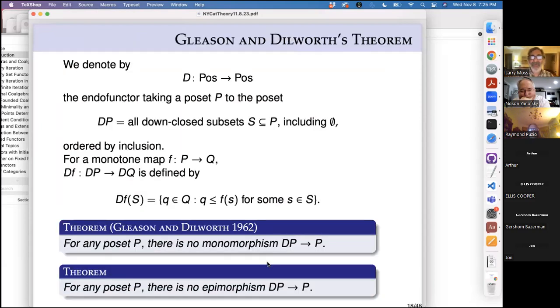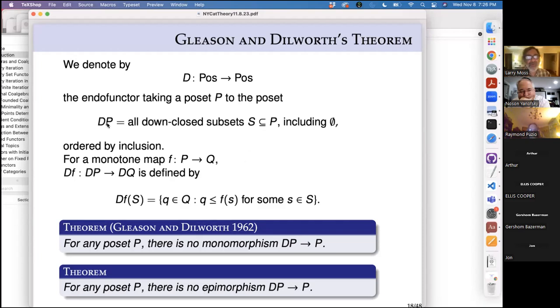So for example, here's Gleason and Dilworth's theorem. If you look at the category of posets, one natural power set-like thing is to take a poset and look at all down-closed subsets. So all subsets that are closed downward in the order. And now that's a poset. When you order it by inclusion, that's a natural poset.